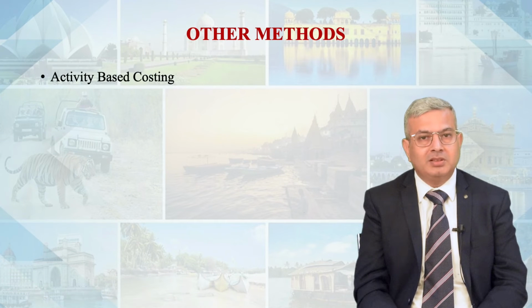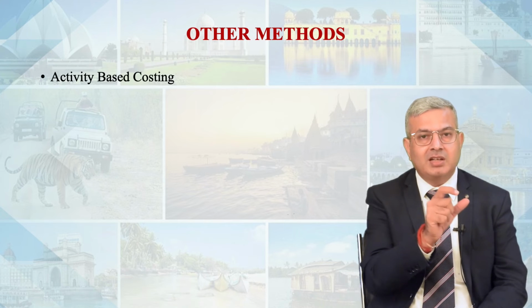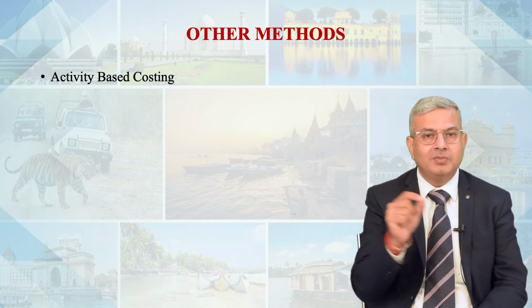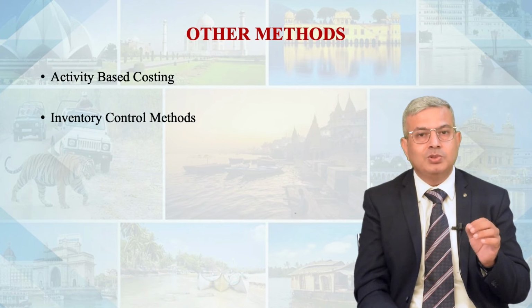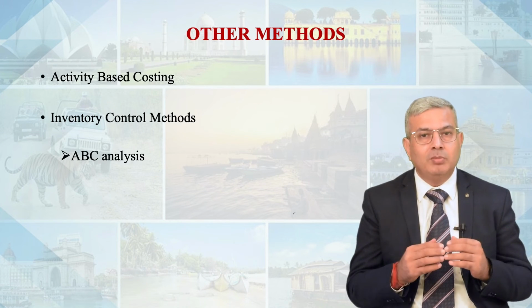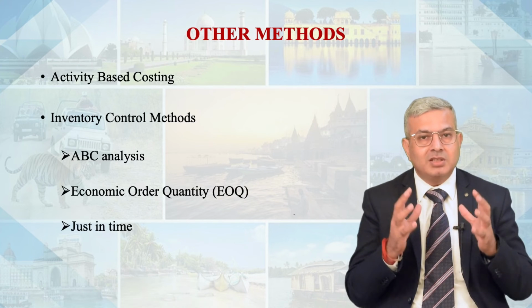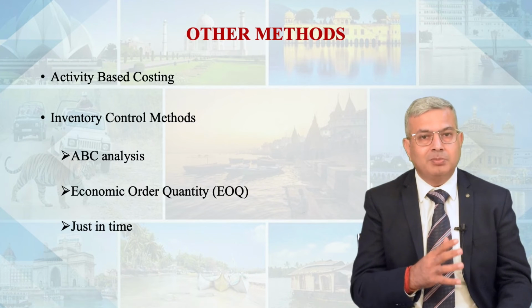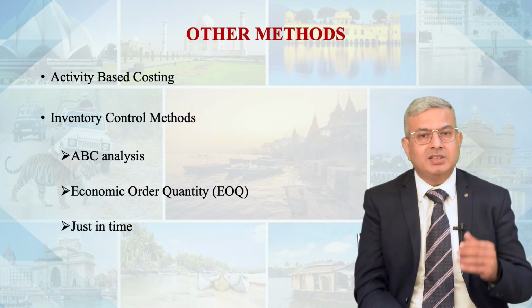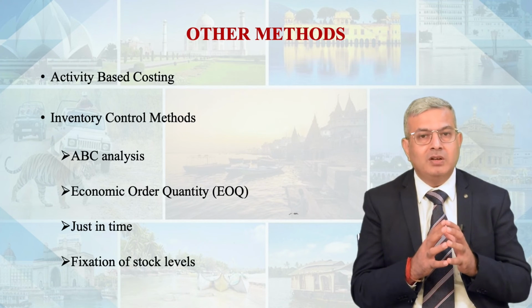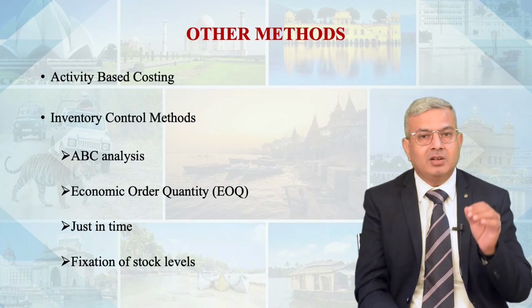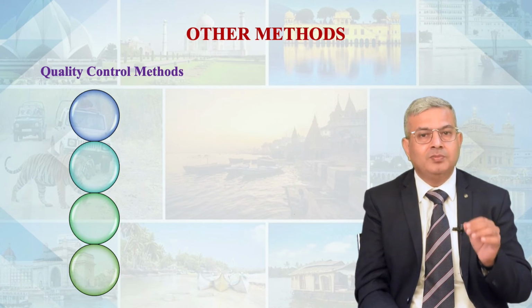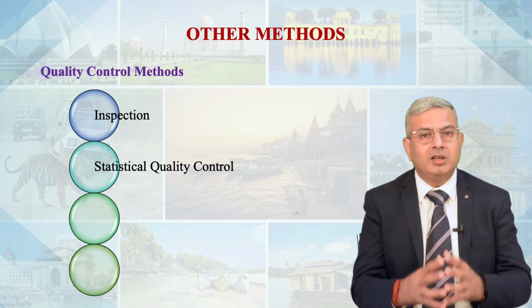Similarly, other popular methods include activity-based costing. Here, each activity that is taking place within the organization is added to a certain cost. There are inventory control methods, which include the ABC analysis, the economic order quantity method, and the just-in-time method, which basically came from Japanese organizations, and fixation of stock levels so that you do not invest too much money in inventory within the organization. There are quality control methods which include inspection and statistical quality control.